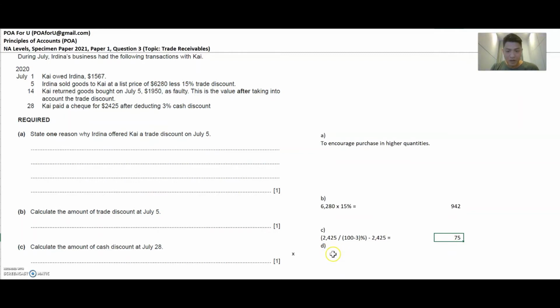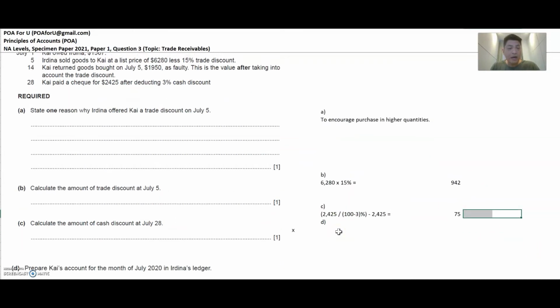Or you can take 2425 divided by 0.97, and this is 100%. 2500 is what Kai owed Adina, and take this one, multiply by 3%, you get the same answer, $75. So different ways to calculate this.